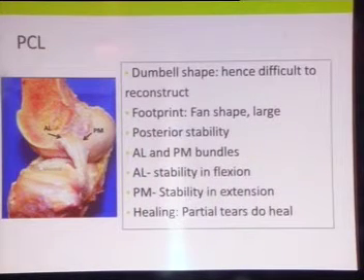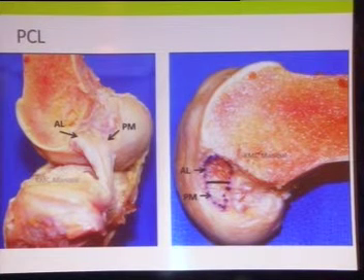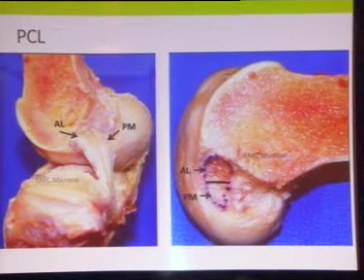Go to the PCL. It's again a dumbbell shaped ligament. You see it fans out from a large area. The footprint is very large. It gives posterior stability, and has got two bundles. And what is reconstructed is the AL bundle, because that's the one which gives the stability in flexion. And partial PCL tears do heal as compared to the ACL.